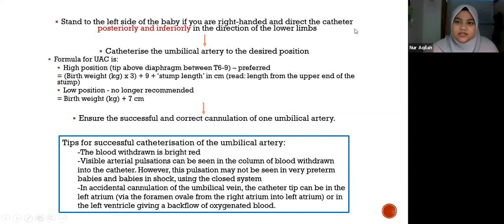And at times, in the case of accidental cannulation of the umbilical vein, we can also get oxygenated blood if the catheter tip accidentally entered the umbilical vein and goes right up into the inferior vena cava, into the right atrium, and then passes through the foramen ovale to the left atrium. In this case, we may be mistaken. We thought that this is an artery, however, it is not.